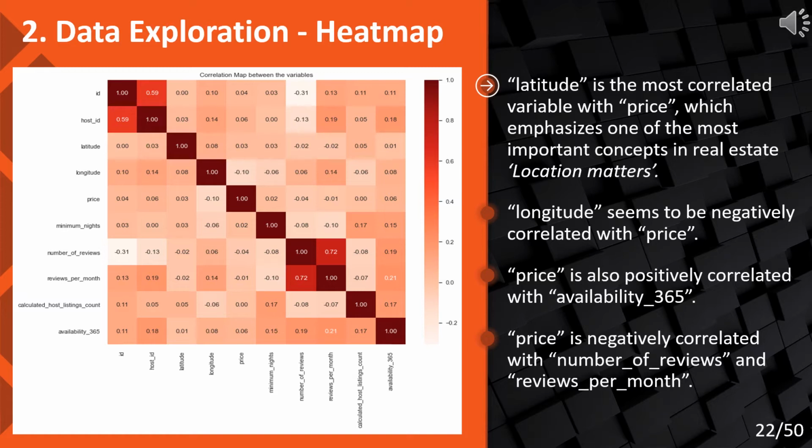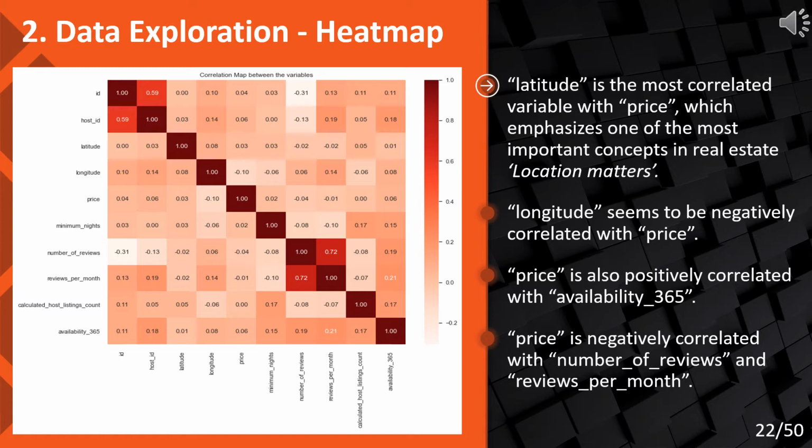Latitude is the most correlated variable with price, which emphasizes one of the most important concepts of real estate: location matters. However, this is a slight indication of higher prices located in the northern parts of the city. Manhattan, which is the most expensive borough of New York City, is located to the north side of the city. Longitude seems to be negatively correlated with price, meaning that one can expect higher prices as position in New York City moves to the western parts of the city, emphasizing again the importance of location.